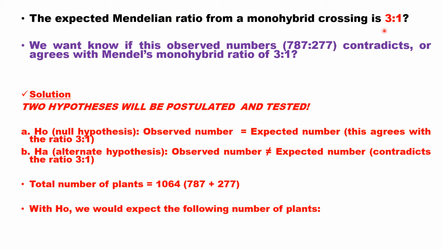We want to be sure whether this ratio actually agrees with the expected Mendelian ratio. The expected Mendelian ratio is 3:1 for one single character. So what we want to know is if this observed number 787 to 277 contradicts or actually agrees with Mendel's monohybrid ratio of 3:1. So we are going to look at two hypotheses that we postulated and tested. We have the null hypothesis, which simply says that the observed number is equal to the expected number. That means the 787 and 277 tall and short plants observed by Mendel is actually what is expected. And if that happens, this agrees with the ratio of 3:1.